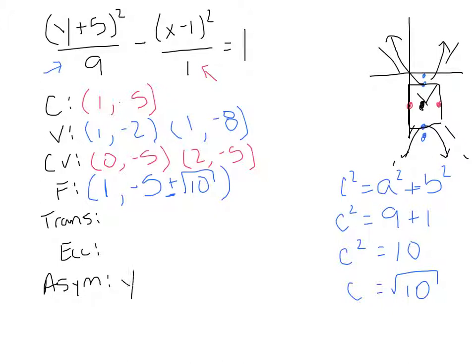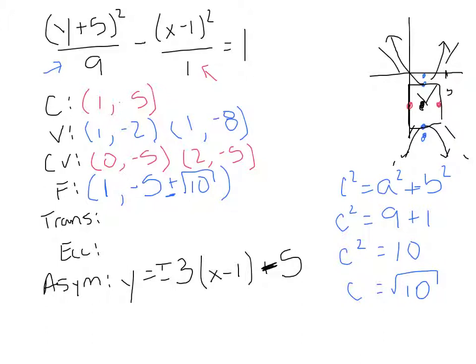We're going to have y equals plus or minus the change in y, which was 3, over the change in x, which was 1. So the slope is just 3 over 1, or 3, times x minus h plus k. That's minus 5. I was looking at the wrong thing. So that's the equation for our asymptotes, and you can see that it's definitely in point-slope form.